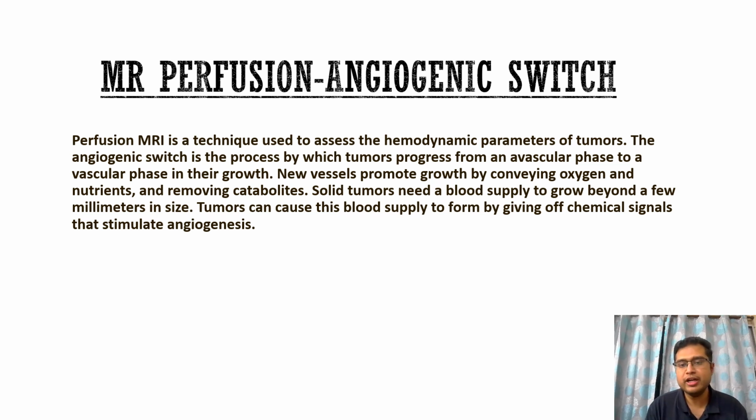So solid tumors need a blood supply to grow beyond a few millimeters in size, and tumors can cause this blood supply to form by giving off chemical signals that stimulate angiogenesis. So that is the perfusion. That is the basis of MR perfusion and the angiogenic switch, which was very helpful in this particular case to diagnose a low-grade glioma before it progressed.